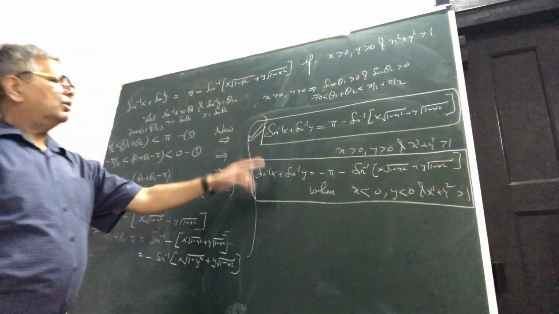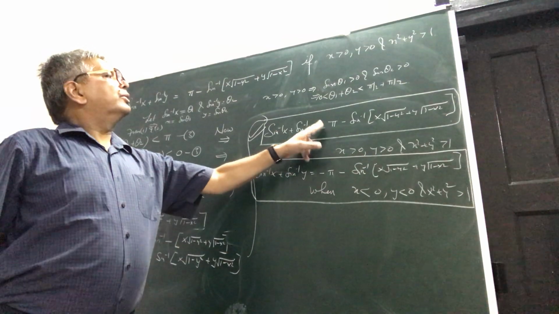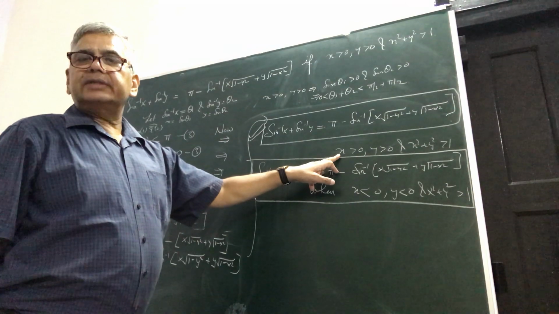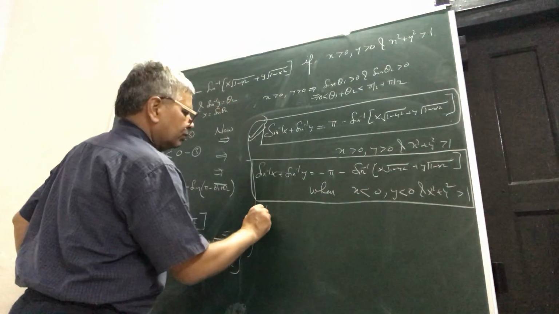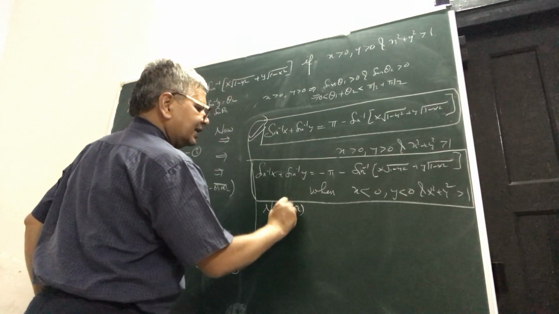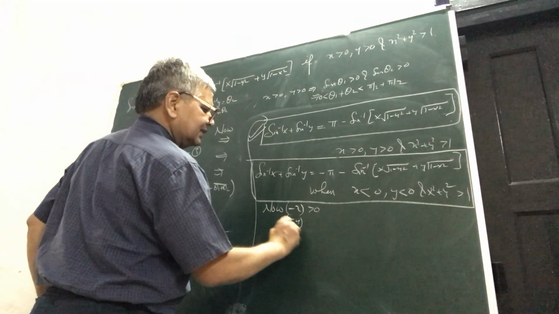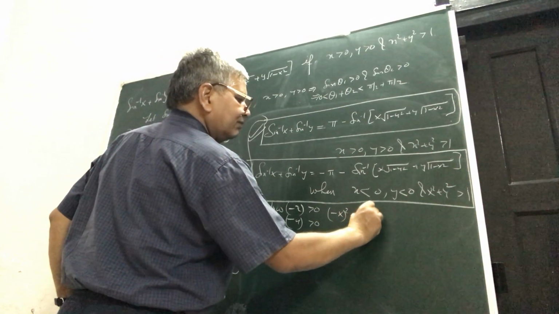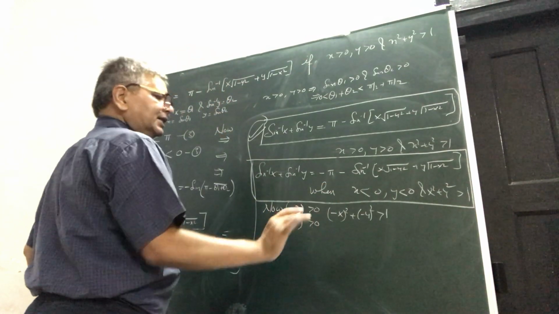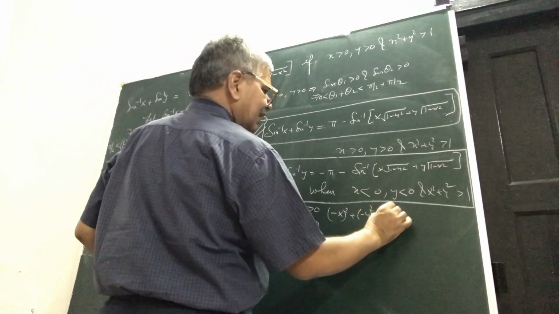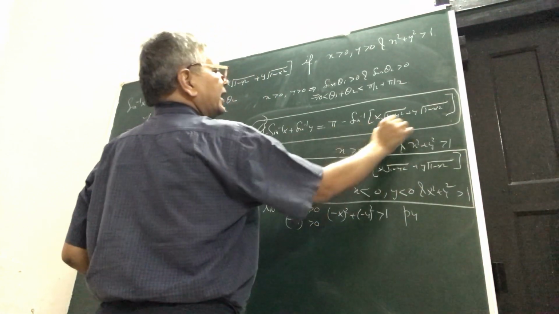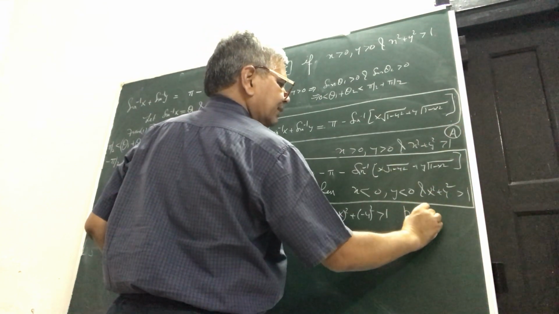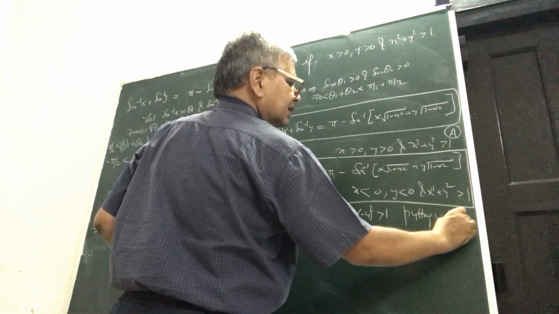How? What you need to do here is simply, see, here x is greater than 0. Now see what you will do. Minus x is greater than 0, minus y is greater than 0, and minus x whole square plus minus y whole square is greater than 1, isn't it? And then, putting these values, let me call this result a. Putting values in a.